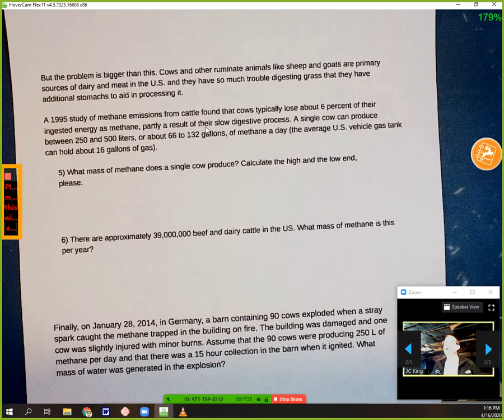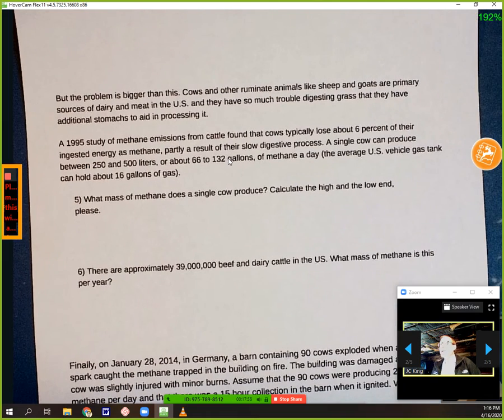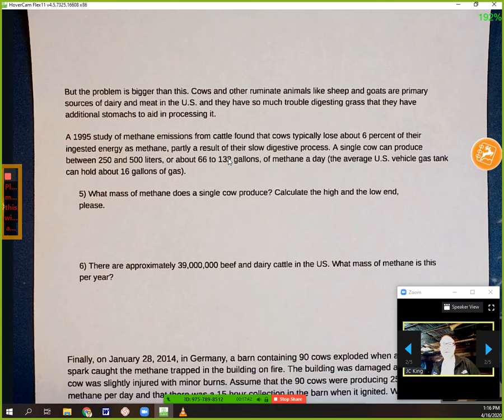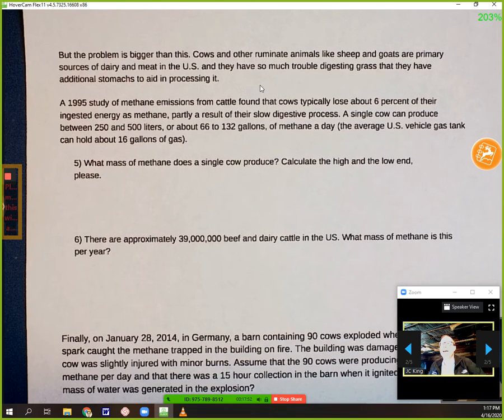Okay, the problem's bigger than this, because if you're talking pound for pound, who is doing the most farting on planet Earth? We're talking about cows and other ruminant animals like sheep and goats, because they are eating lots and lots of grass that they have a hard time digesting, and they make a lot of methane.